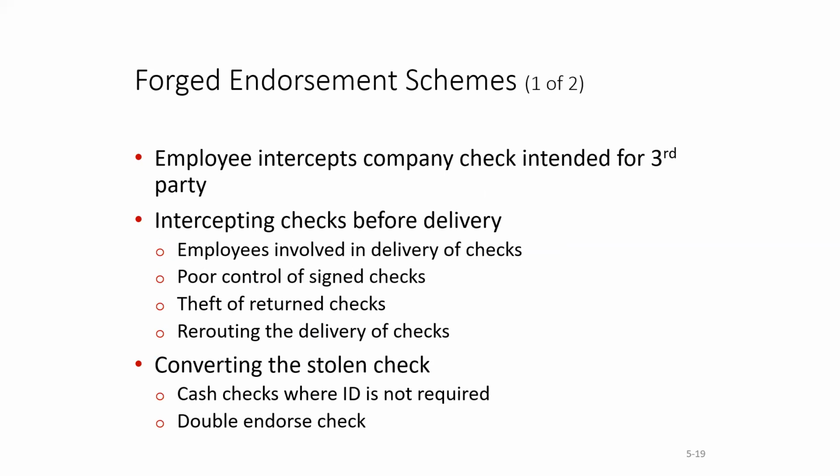The next scheme that I want to talk about is forged endorsement schemes. So the endorsement is when you turn the check over and you have to write on the back. So in a forged endorsement scheme, we have a legitimate check that has been sent to a third party. So maybe we're paying one of our vendors, but the employee steals that check and forges the third party's signature and then adds themselves as a second endorser on that check and then cashes the check.